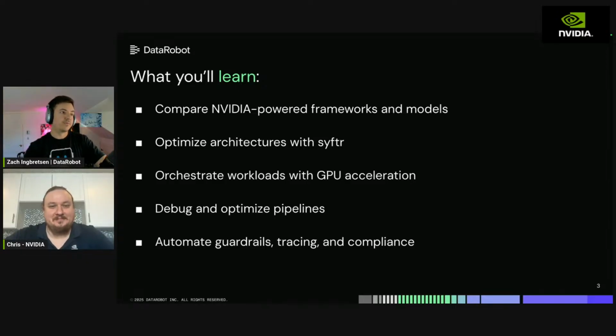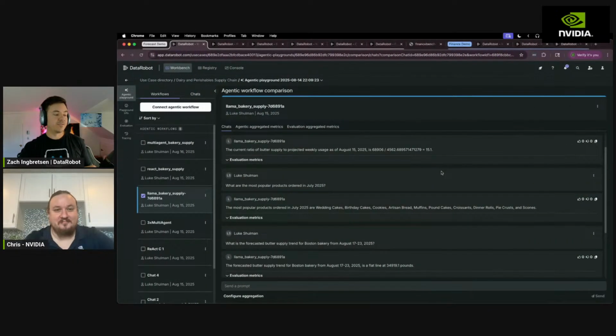And what we'll be going over is how we can use NVIDIA-powered frameworks and models in DataRobot, how we can optimize across those architectures with evaluations, and we have an open source package called syftr, which I'll tell you a little bit more about, how we can actually orchestrate these workloads backed by GPU acceleration, how we can debug and optimize these pipelines and then monitor them, and then how we can also add guardrails and tracing and compliance over the top. So without any further ado, we'll jump into the platform.